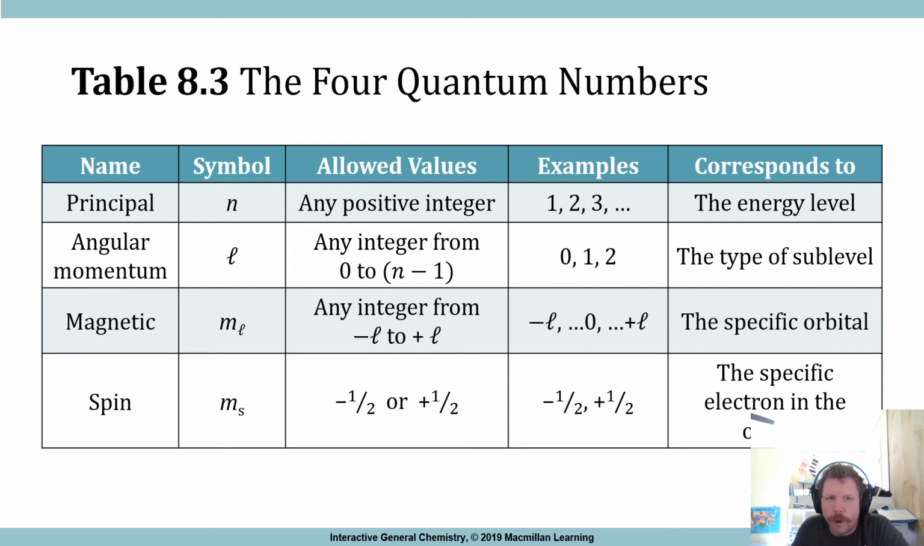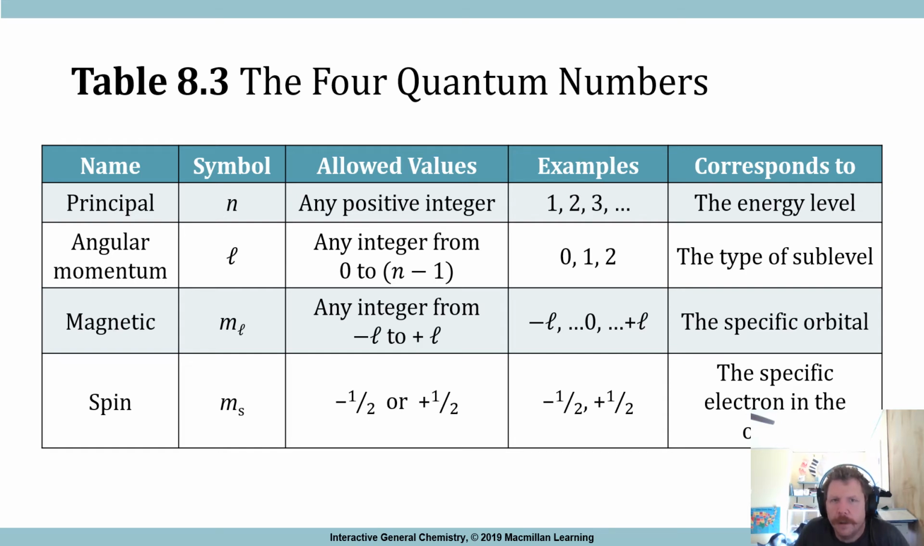The last 2 quantum numbers, your M sub L and M sub S. Well, M sub S, I'll start with that one. It can only be -1/2 or +1/2. That's the specific electron within an orbital. If you remember when we were doing energy diagrams, it was either up or down. It's kind of the same thing, -1/2 or +1/2. They are opposite, and they are equal in magnitude.